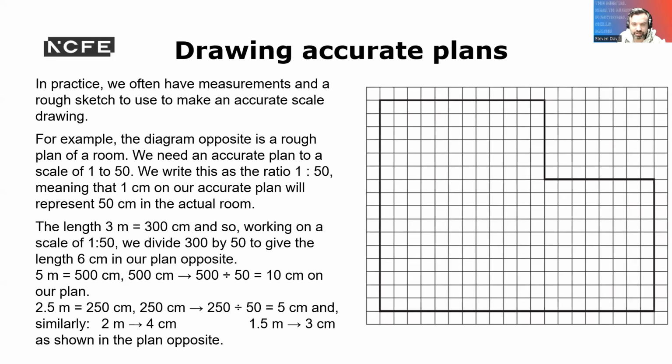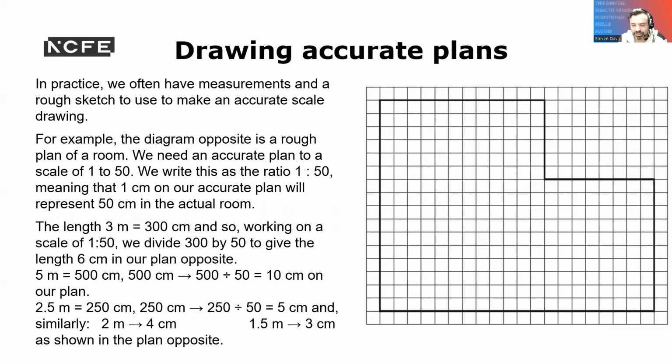The length is 3 meters, equaling 300 centimeters. And so working on a scale of 1 to 50, we divide 300 by 50 to give the length of 6 centimeters in our plan opposite. 5 meters is 500 centimeters. 500 centimeters divided by 50 becomes 10 centimeters on our plan. And similarly there, 2.5 meters is 250 centimeters. 250 centimeters divided by 50 is 5 centimeters.